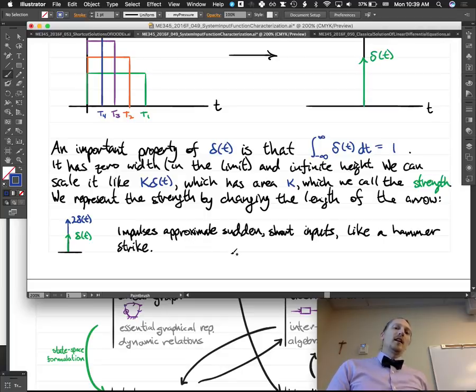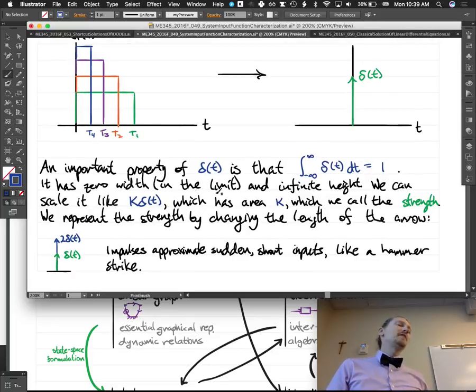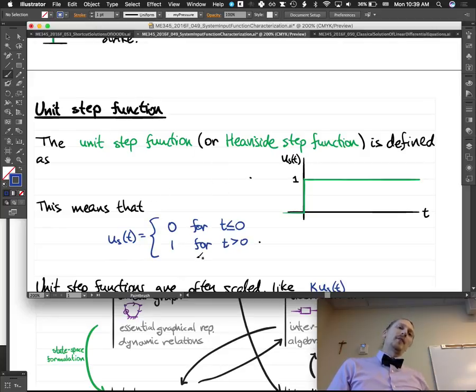Impulses approximate sudden, short inputs, like a hammer strike, okay? Obviously, hammer strikes aren't exactly an impulse, but impulses are surprisingly good at approximating things like that, sudden impact, sudden spikes in things. We like to use them because analytically they have really nice properties, and they're really nice to integrate over. There's this thing called the sifting property of Dirac's delta function that's pretty great, and you can look it up on Wikipedia. It's a very useful little property. We don't need to go into it right now, though.